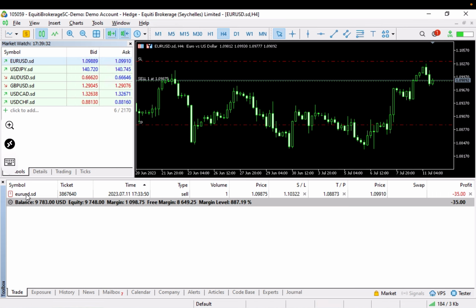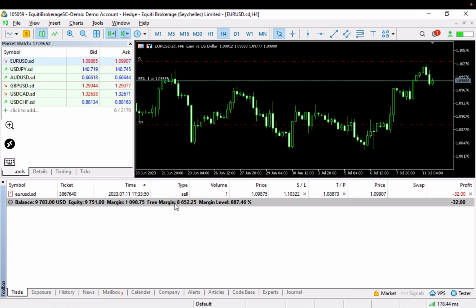Number one, this is the symbol, the instrument which was traded. This is a ticket, which is ticket number, order number. This is the time at which the position was open according to the broker. So according to the broker, right now this is 17 hours, 39 minutes and 43 seconds, and this is 23 July 11, 17 hours 33 minutes and 50 seconds.